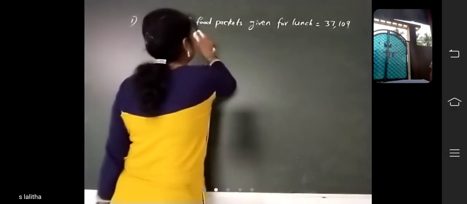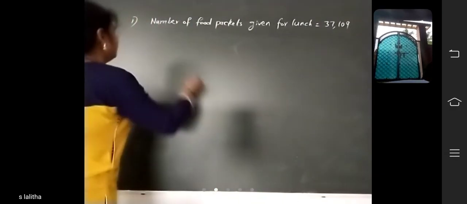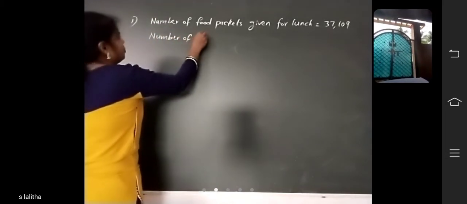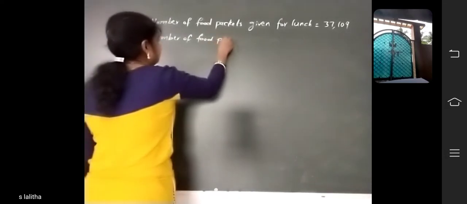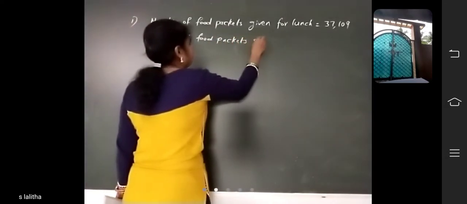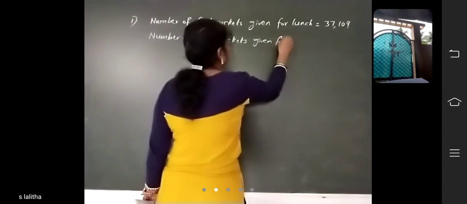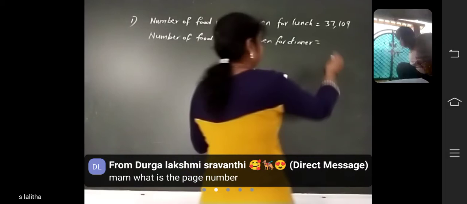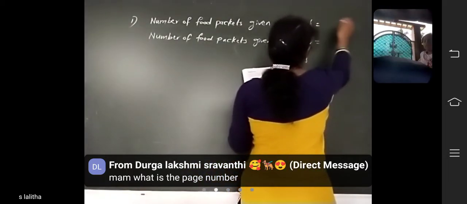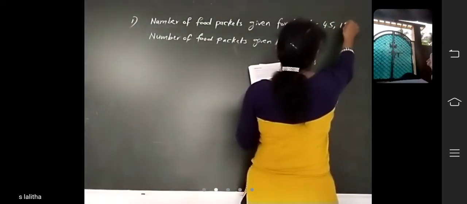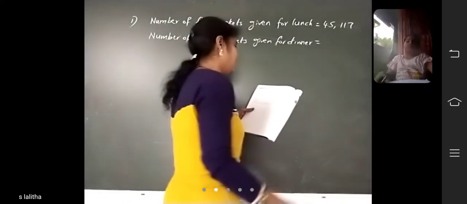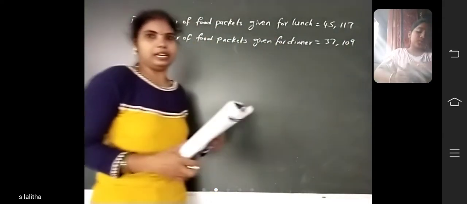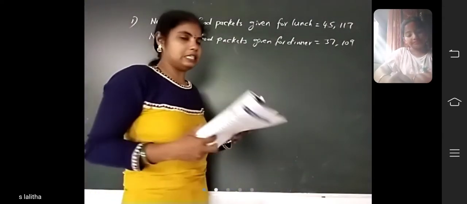Right here, number of food packets given for dinner. How many food packets given for dinner? Sorry, this one 45,000? No. 45,117 packets for lunch and for dinner 37,109 packets are given. Now you have to find the estimation now.